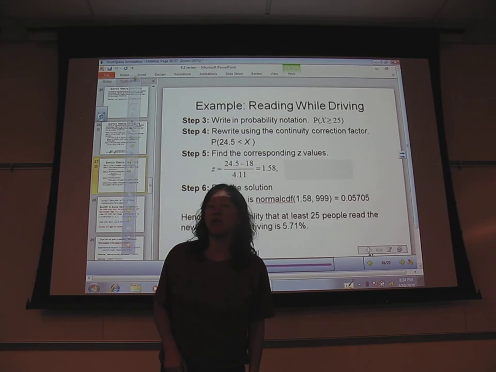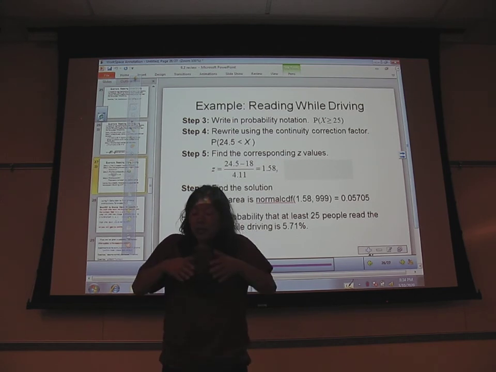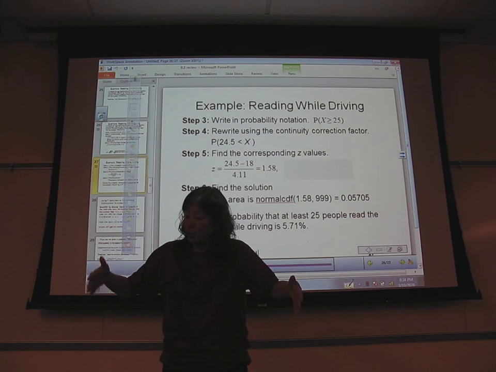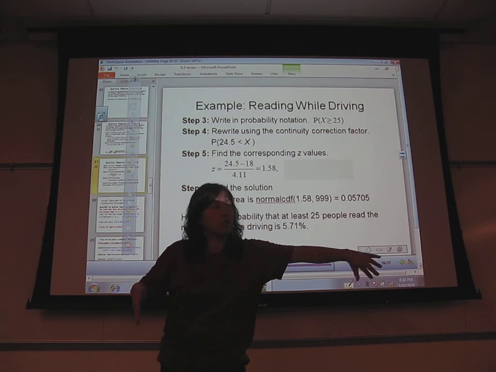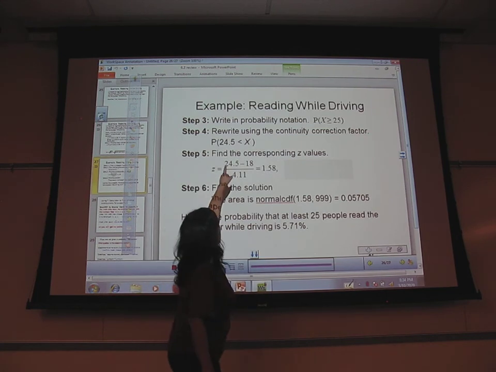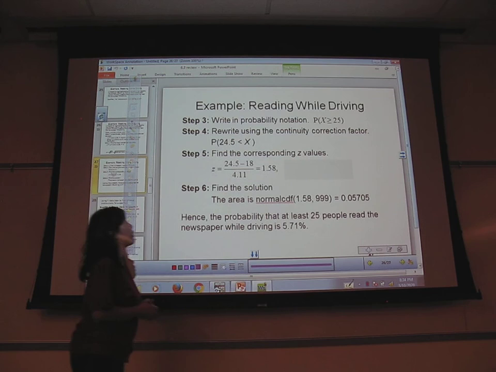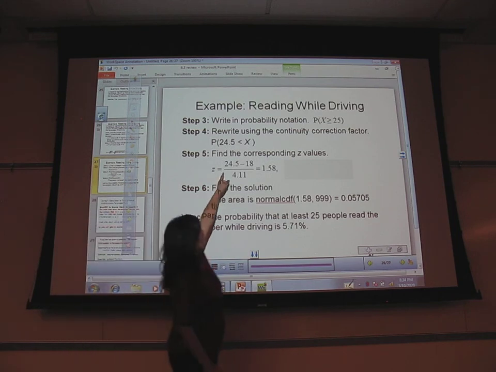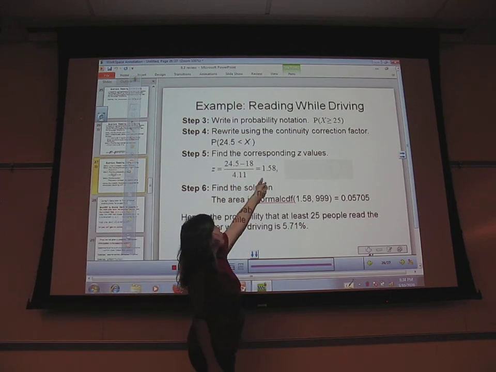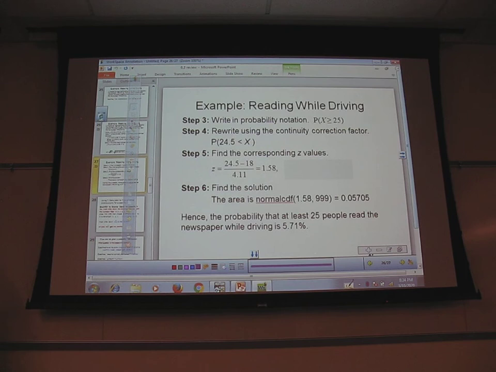At least 25. Does that include 25? Yes. Great. So that means I need to include 24.5 to 25.5, which means if I'm going greater, it's going to be 24.5 and greater. So it really changes to the probability that X is greater than 24.5. Then find the z-score for that: 24.5 minus the mean divided by the standard deviation, 1.56. So it'll be like that.